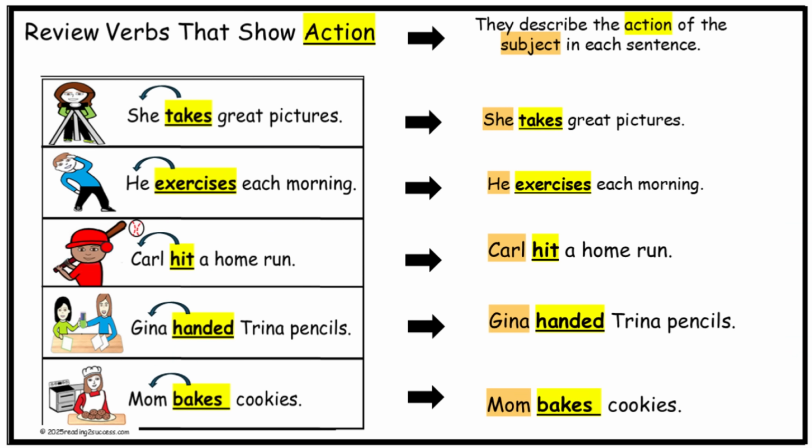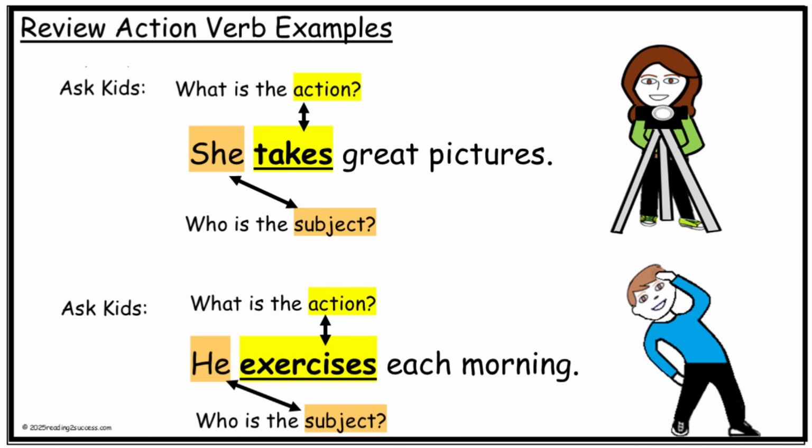The action is exercises, and who is doing it? The subject, he. Next, Carl hit a home run. Gina handed Trina pencils, and Mom bakes cookies. This is a good template to share with kids, how the verb shows the action and shows the subject who does the action.